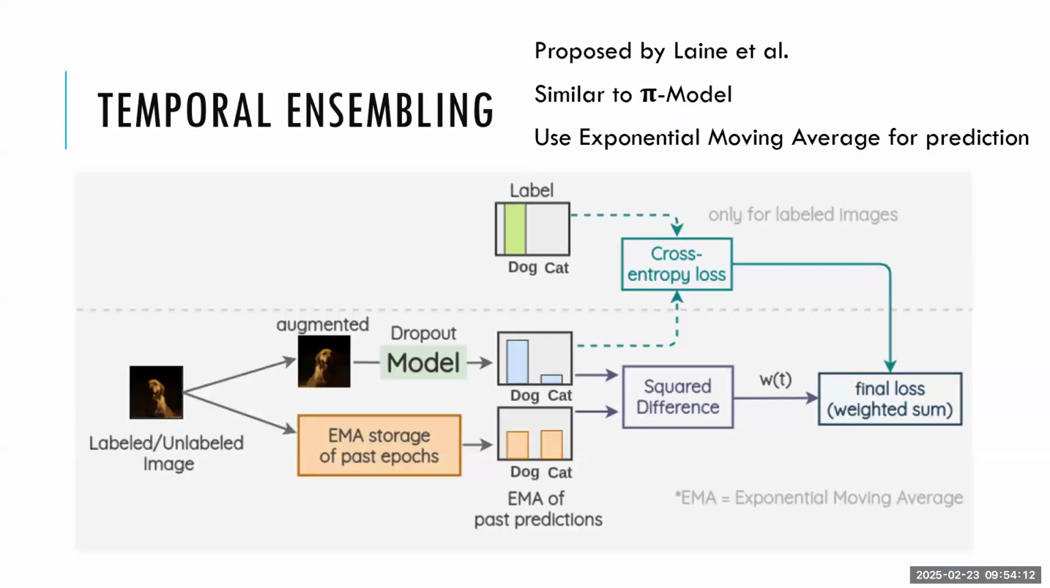And then we have an upgrade from the Pi model called temporal ensembling. This one uses an exponential moving average for the prediction. So what do I mean by exponential moving average? Have you heard of the EMA before?